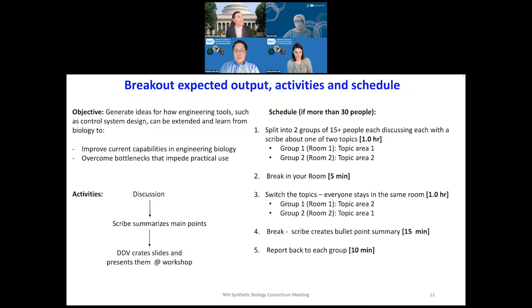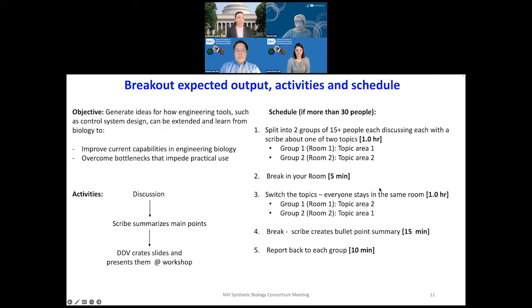So essentially here is the objective of the breakout session: to generate ideas for how engineering tools can be extended in order to improve the current abilities in engineering biology and overcome bottlenecks. So we will have a discussion, and the scribe will summarize the main points. I will take all of that and create slides that I will present at the workshop on December 14th.